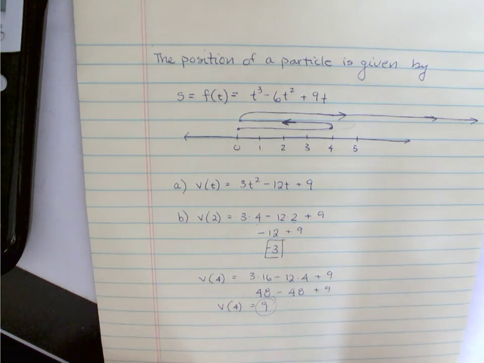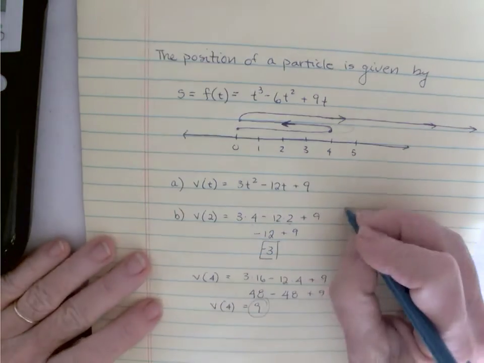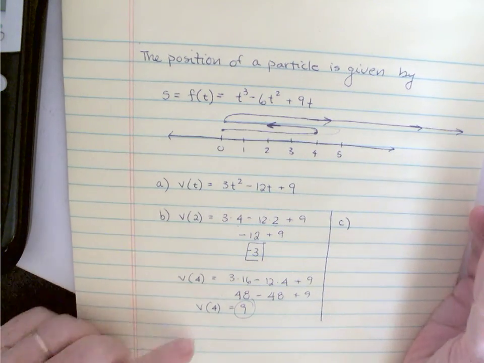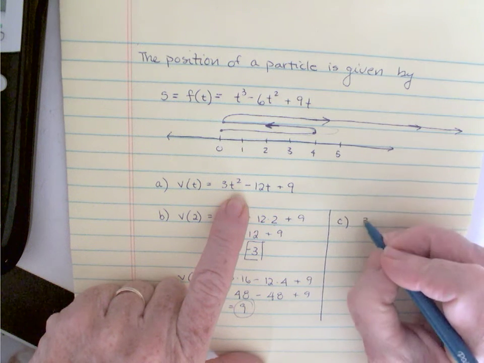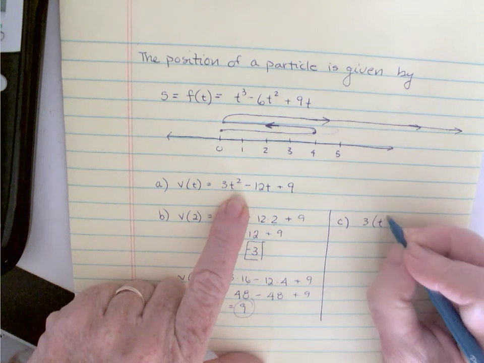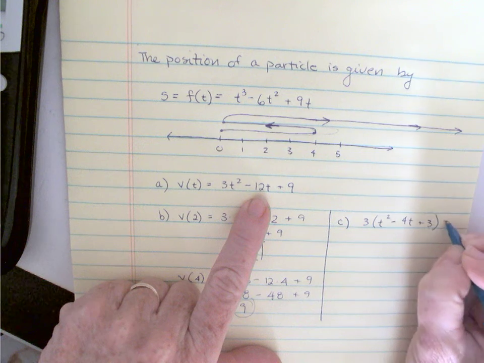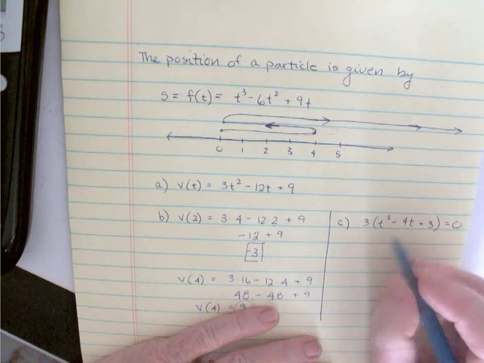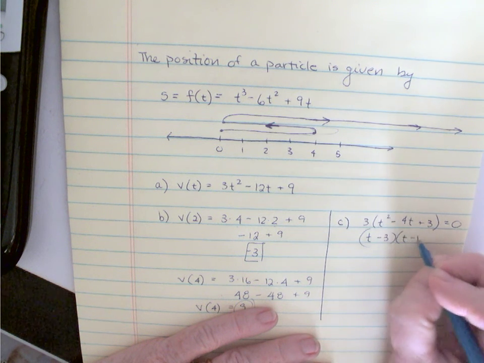Now, there are some other things. The other thing might be, when is the particle at rest? Well, when the particle is at rest, the velocity has got to be 0. So let's look at our velocity function and set that equal to 0. I'm going to factor out a 3, which leaves me with t squared minus 4t plus 3. And I can divide both sides by 3, and then I'm going to factor this polynomial. So (t minus 3)(t minus 1) is 0.